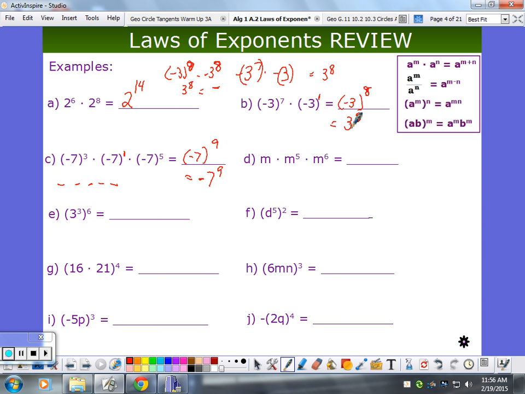So if the base is negative, does that mean it has to stay negative? I would stay until the very end and then start thinking about the sign.